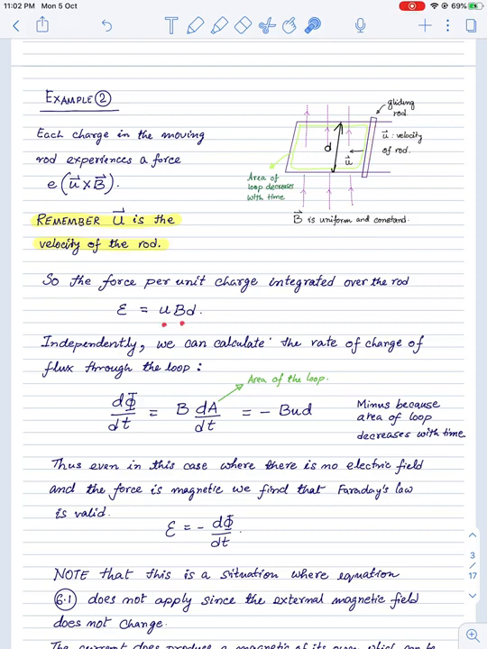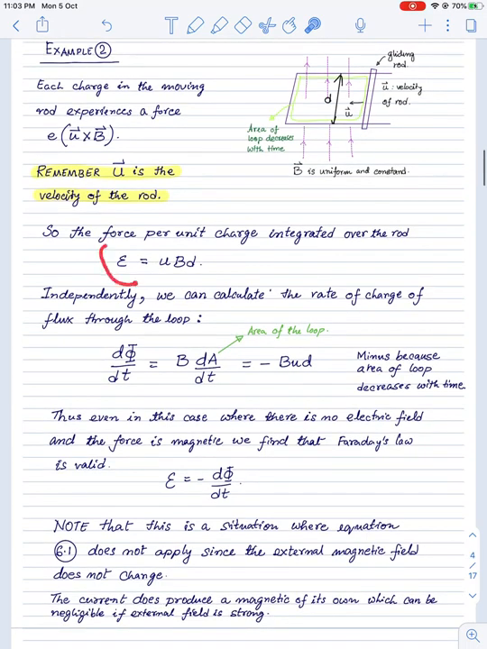Okay, so basically, the force per unit charge integrated over the rod will be u times B, because these are orthogonal. So u cross B is u times B, times the line integral over this up to this region. So this is u times B times d, because it's the line integral of the force per unit charge. Okay, so that is u times B times d.